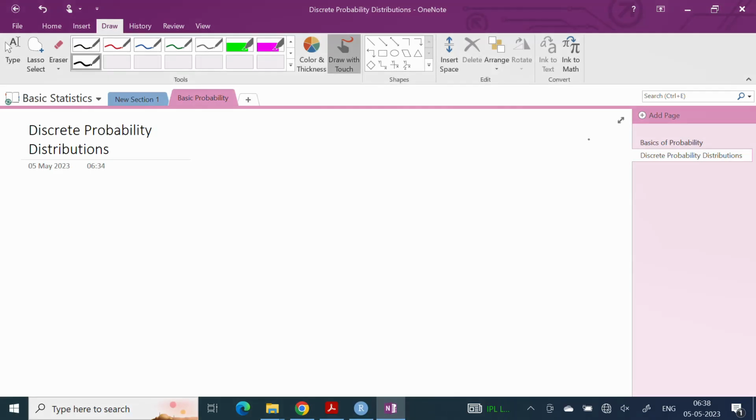Hello everyone. So in the last lecture we discussed how to compute the probability of intersection of two events, or how to compute conditional probability, that is, the probability of one event given that the other event has already happened. Today we will be discussing some standard probability distributions. What do I mean by that?